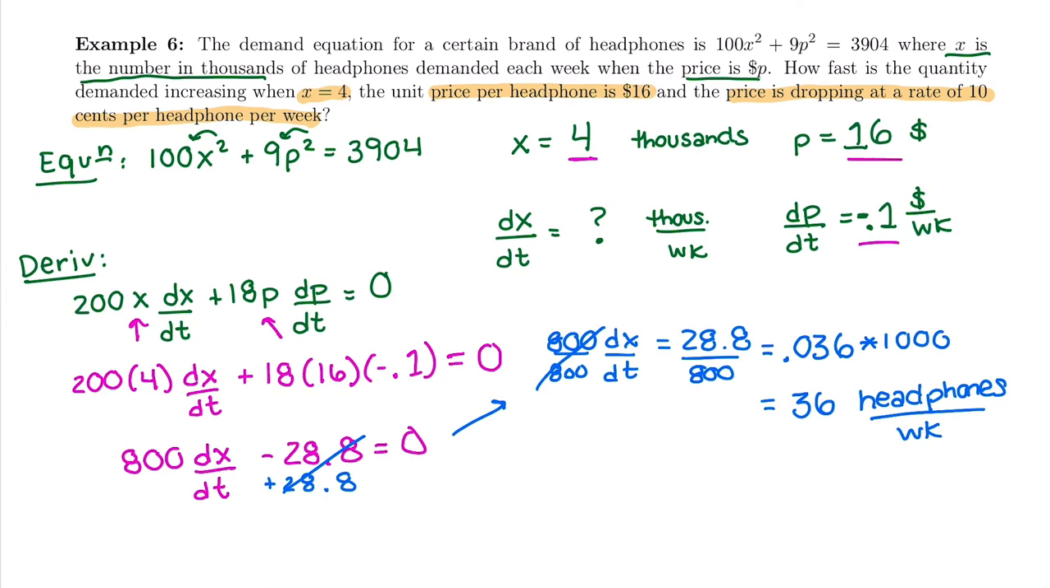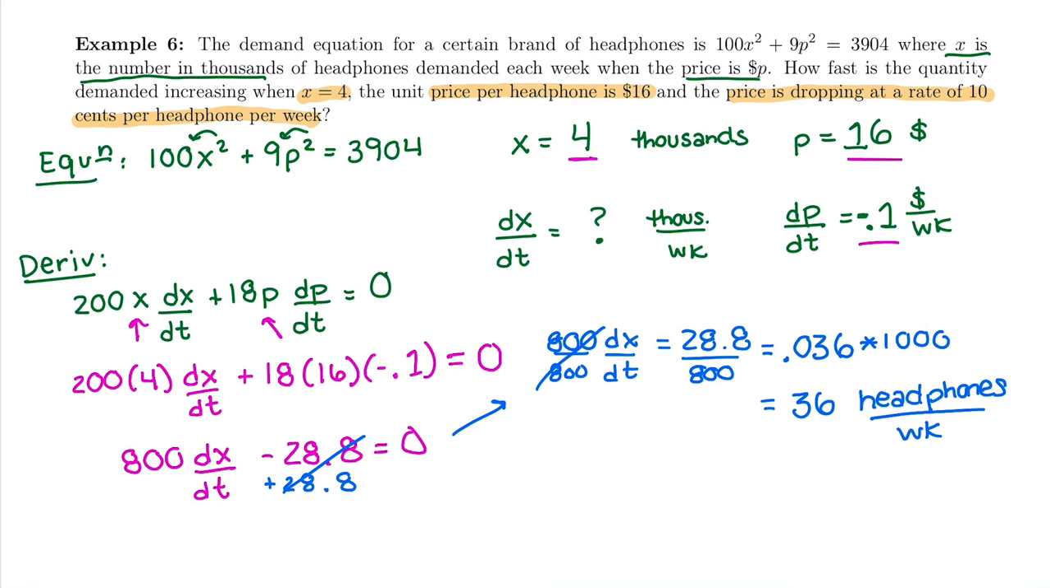If we wanted to write thousands per week, we would have had to leave it as 0.036 thousand headphones per week, which just kind of melts my brain a little bit. I don't know what 0.036 thousand headphones per week really means. So if we multiply it out, we'll see it's 36 headphones per week. Let me multiply that 1,000.